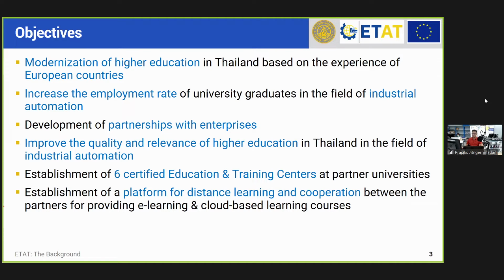And as the outcome, we will have the 6 certified education and training centers at our 6 partner universities. And we will have the platform for distance learning, for e-learning, that everyone can join and can learn the basics of the PLC and the automation.